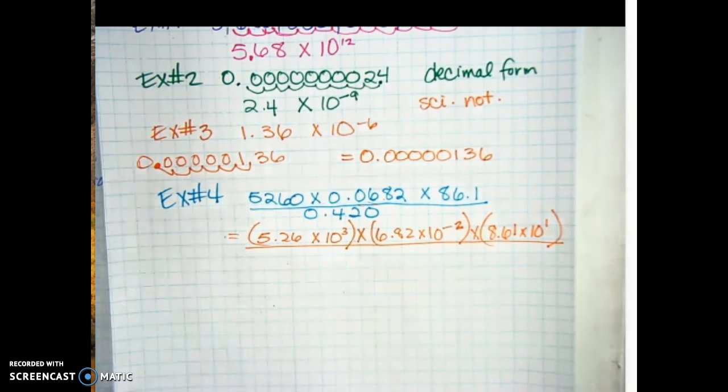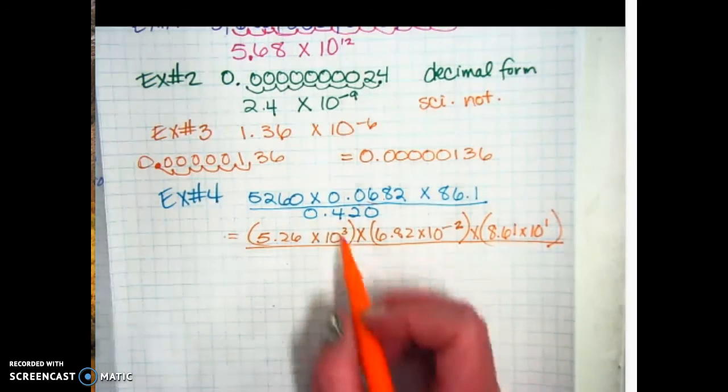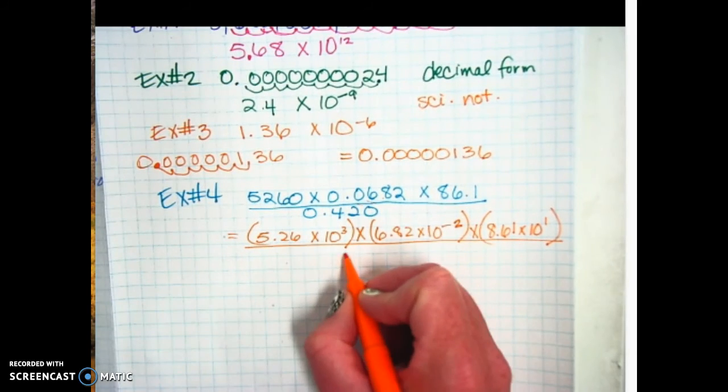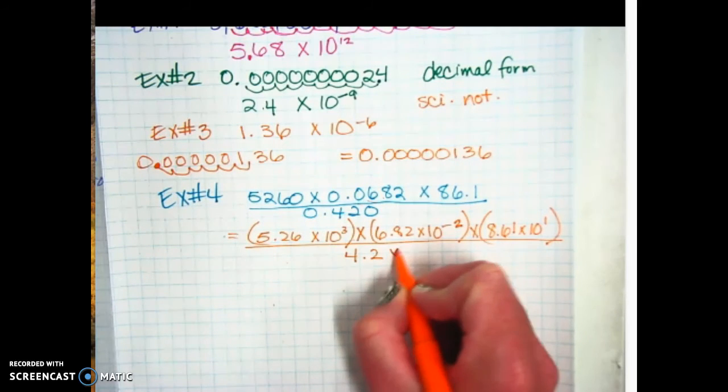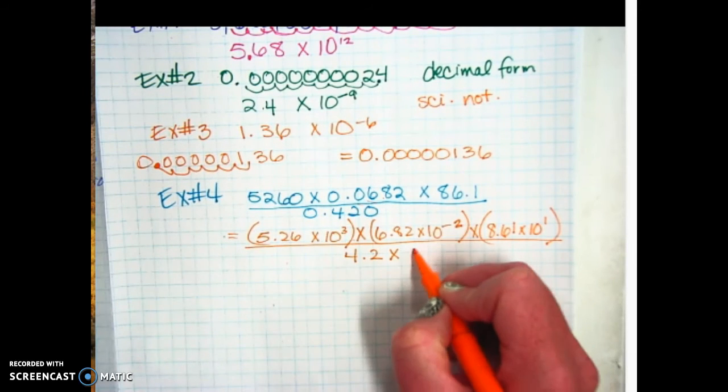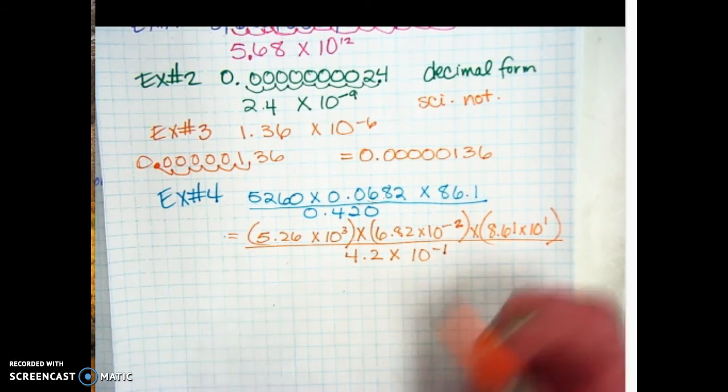Okay. And then the denominator, we need the decimal point right there, right? So 4.2 times 10, this we went the other direction, so it should be 10 to the negative 1st.